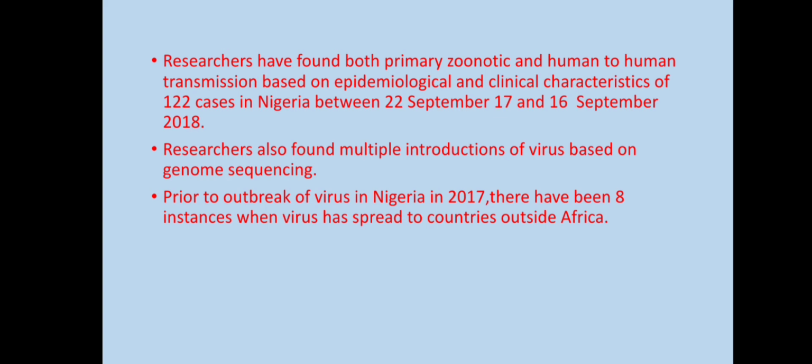Several tests have been conducted by the researchers. On the basis of that, it has been identified that this monkeypox disease is of two types: primary zoonotic, and second, with the character of its transmission, human to human transmission also. These research and tests have been conducted on the basis of epidemiological and clinical characteristics of the cases that have been reported in Nigeria from September 17 to September 18.